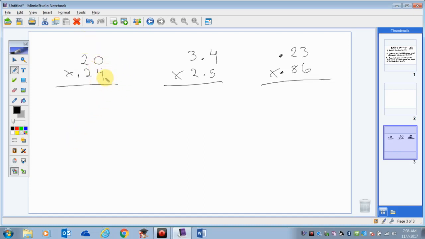So we'll just straight up multiply this. So 4 times 0 is 0. 4 times 2 is 8. Done with the 4, move on to the 2. Put an X there. 2 times 0 is 0. 2 times 2 is 4.